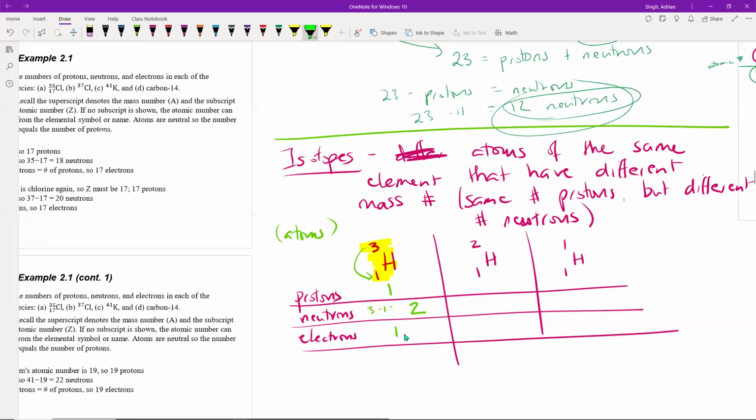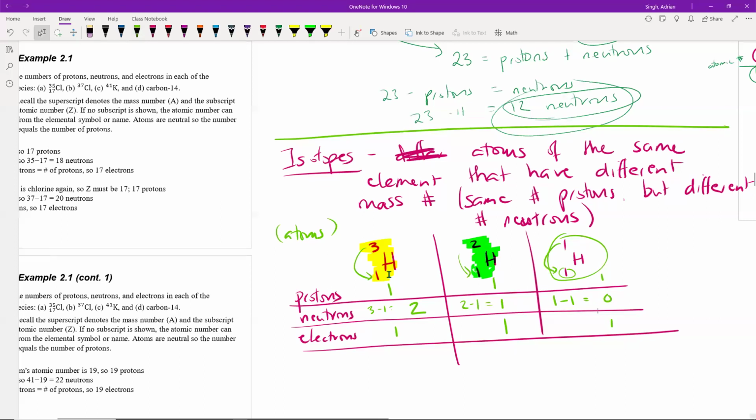If I look at my second atom, my atomic number is still 1, right? And that makes sense because it's hydrogen. Hydrogen is atomic number 1. For atoms, number of protons equals number of electrons. My number of neutrons, then, the difference between 2 and 1 is 1. So I have 1 neutron in that atom. If I take a look at the last one, again, atomic number 1 means 1 proton. I have 1 electron. And now my number of neutrons is the difference between 1 and 1. So 1 minus 1 gives me 0.